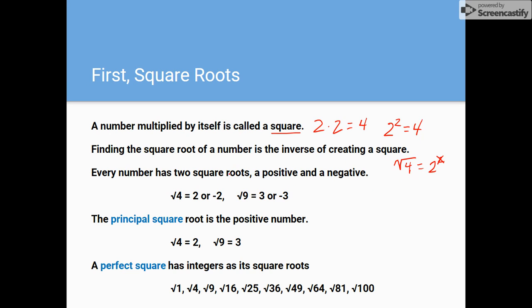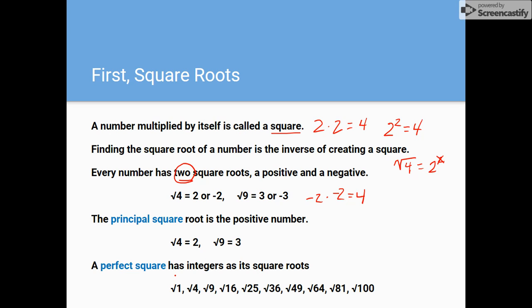But remember, there's actually 2 square roots for every number. There's a positive and a negative square root, because negative 2 times negative 2 is still equal to 4. Now, that principal square root we only take as the positive. So your principal square root is your positive number. So the principal square root of 4 is 2. And the principal square root of 9 is 3. That's what they are.